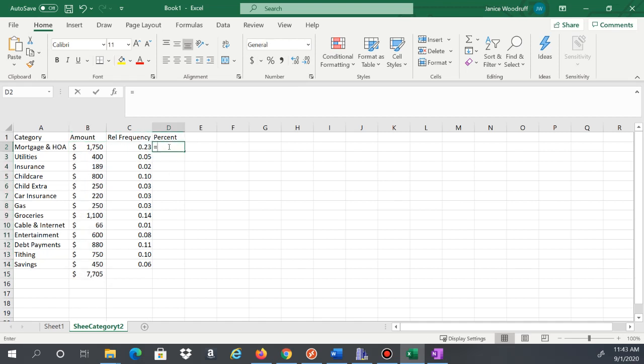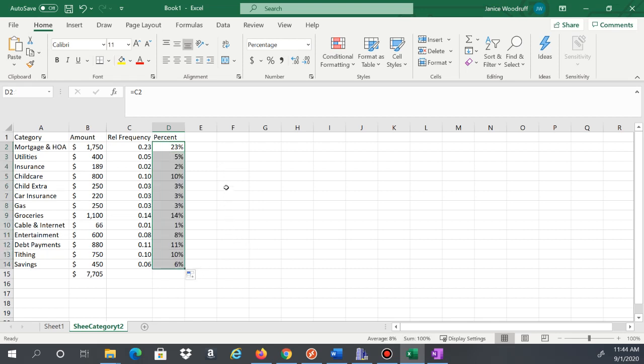So I can just go over here, equals, then click on the previous one, C2, enter. And then just highlight that cell and change it to a percent. So hit the percent where it says number, 23%. And then again, click and drag. So make the black cross, click, drag.